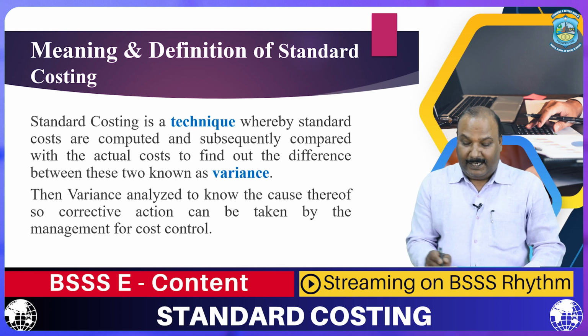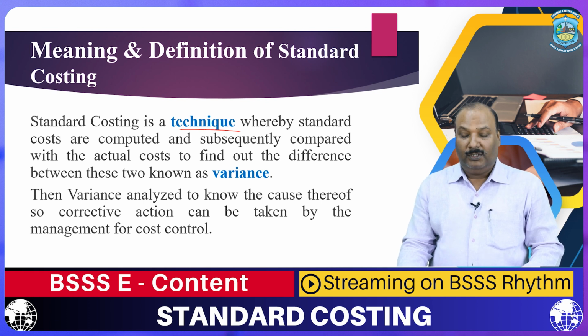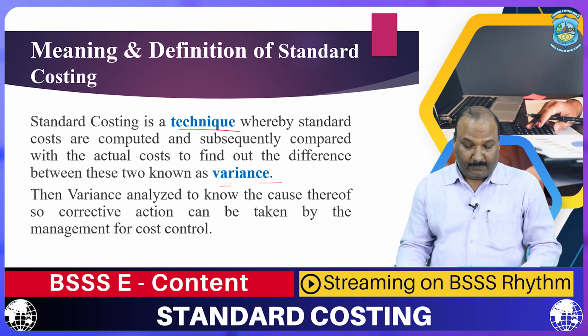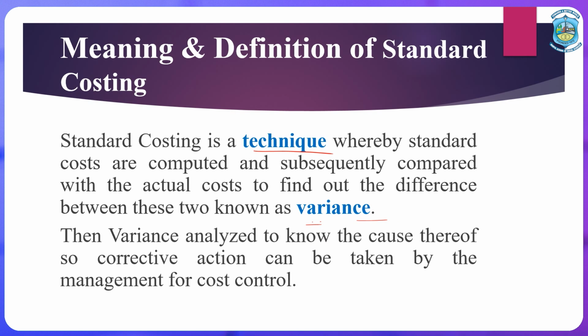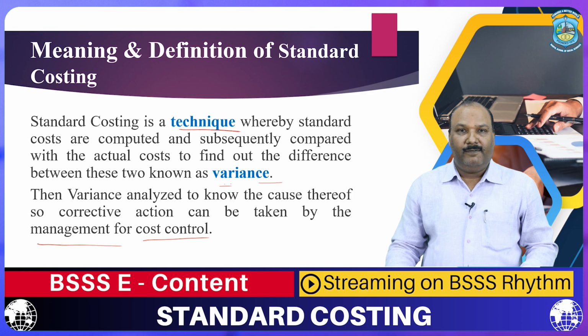Standard costing is a technique whereby standard costs are computed and subsequently compared with the actual cost to find out the difference between these two, which is known as variance. Means actual cost is compared with standard cost, and the difference between both is known as variance. Then variance is analyzed to know the cause thereof, so corrective action can be taken by the management for cost control. With the help of this, management can take corrective actions.